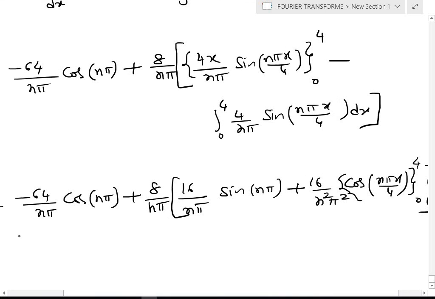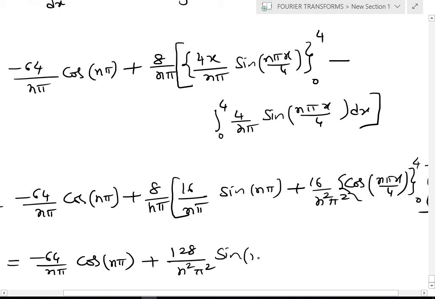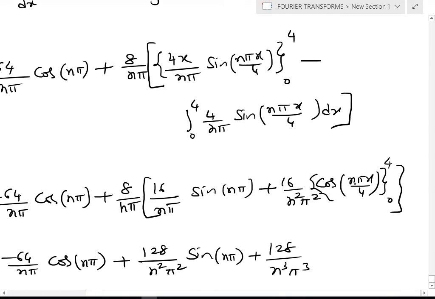So with this, no changes here. That is minus 64 by n pi cos of n pi, there are no changes here. So plus 16 into 8, that is 128 divided by n square pi square, the first term will be sine of n pi, and the next term will be equal to 16 into 8, that is 128 by n cube pi cube. So when I substitute the upper limit, I have cos n pi, and the lower limit will be cos 0, that is minus 1.